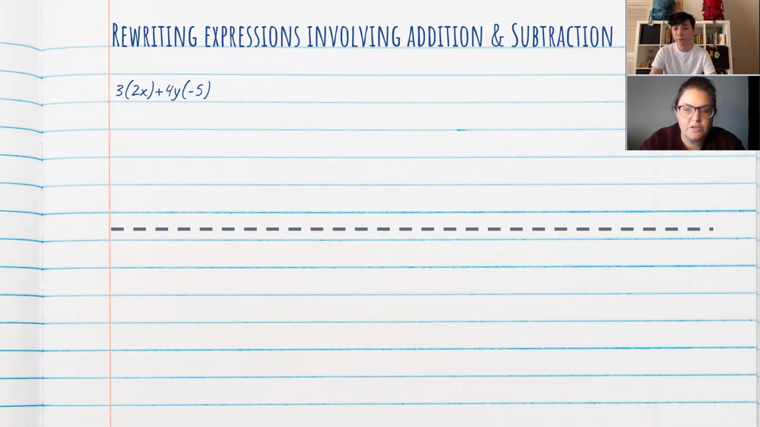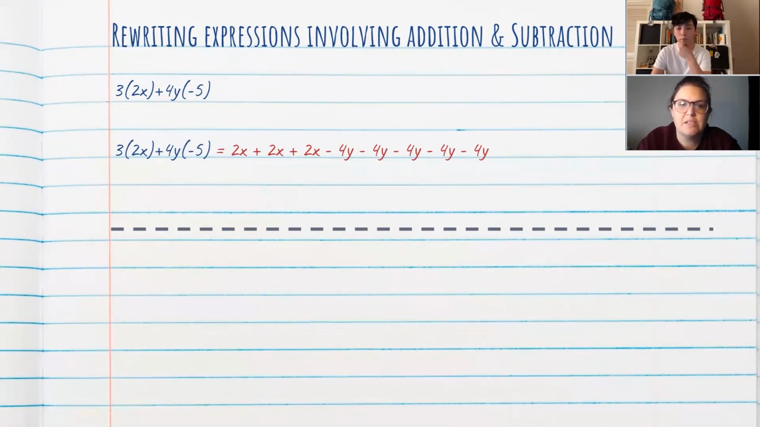So one way we can do this is we can expand it. We can show that there are 2x's, so we would write 2x plus 2x plus 2x, 3 times. And then we would need 5 of the negative 4y. We're going to notice that the operation changes from positive to negative when we multiply, so we need to continue the negative sign over here. So we have minus 4y, minus 4y, minus 4y, minus 4y, minus 4y.